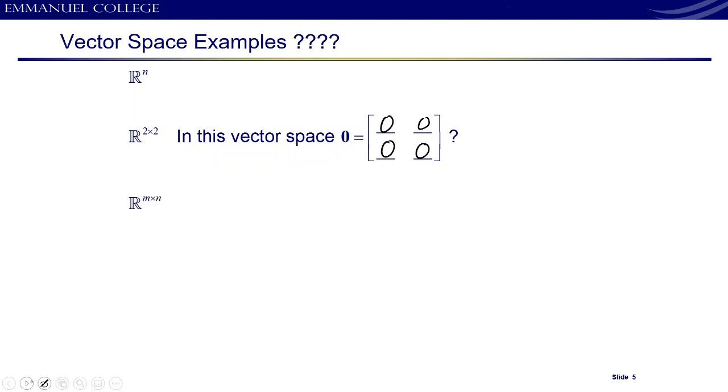And so then the next one would be our m by n. So m rows with n columns.